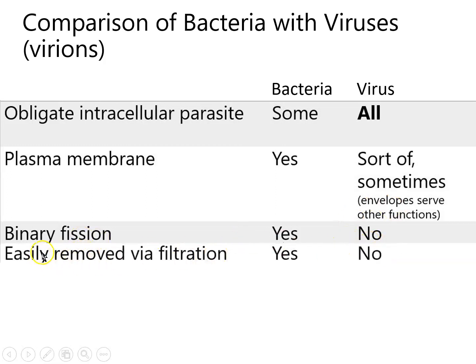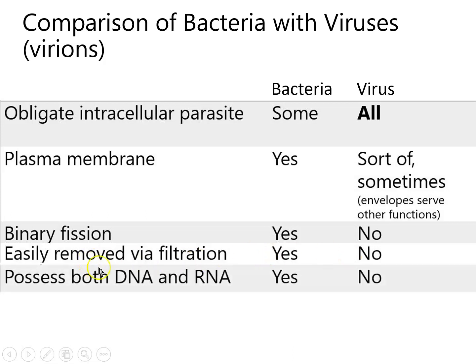In the laboratory, can we remove them from water using a filter? Yes, we can. Bacteria are big enough we can filter them out. We really can't filter out viruses using typical laboratory filters. If we were to look inside them, would we find both DNA and RNA? Well, if we look inside a bacterium, yes, we're going to find DNA. We'll find messenger RNA, transfer RNA, ribosomal RNA. In a virus, we're going to find one or the other in the virion.